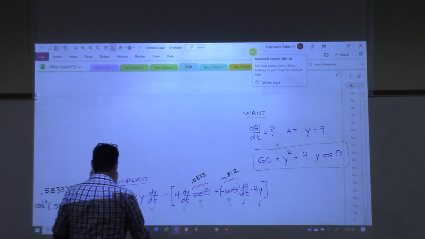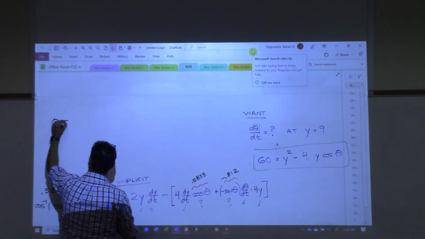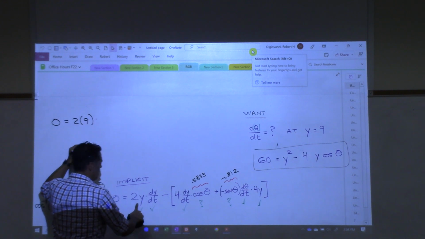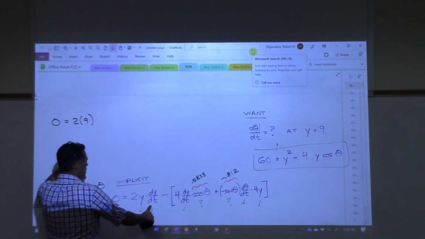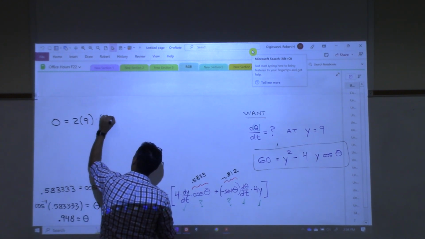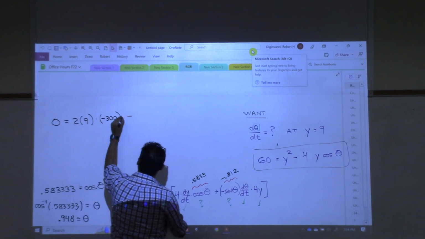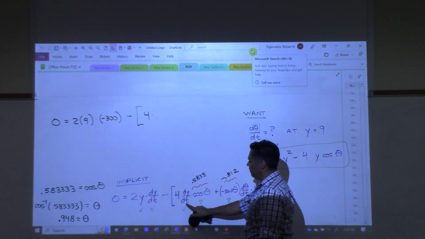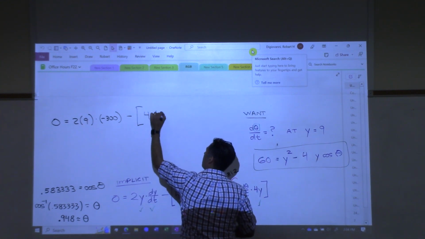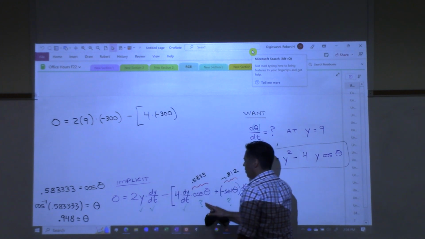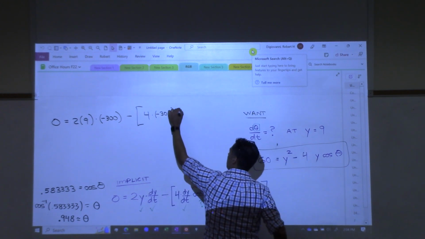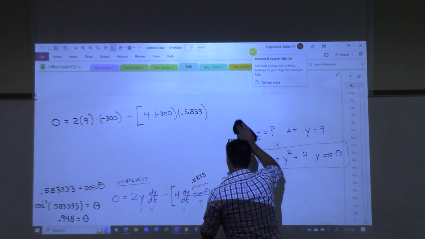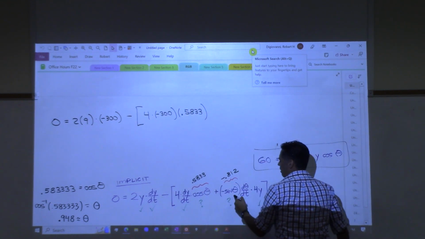All right, so I have 0 equals. 2 times y was 9, right? 2 times 9. What was dy/dt? Negative 300. Okay, minus the bracket. 4 times negative, this dy/dt, negative 300, times cosine of theta, which we found to be 0.5833. And then we have plus, well, actually it'll be minus, won't it?